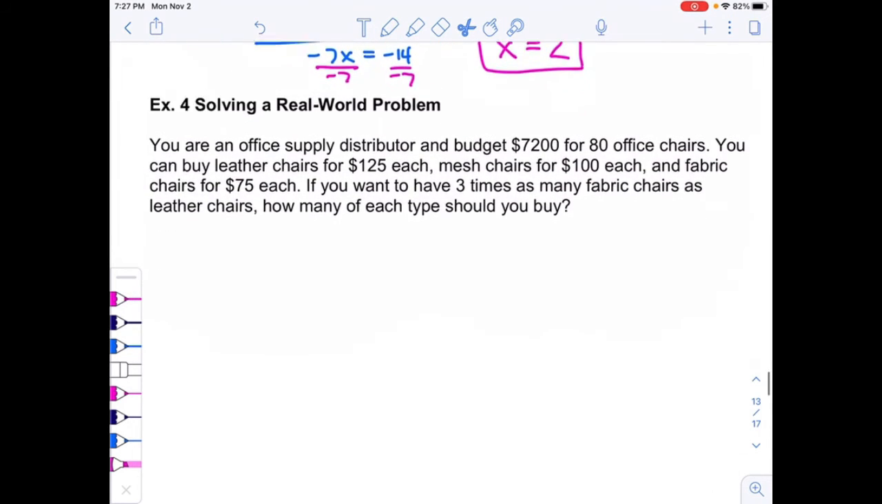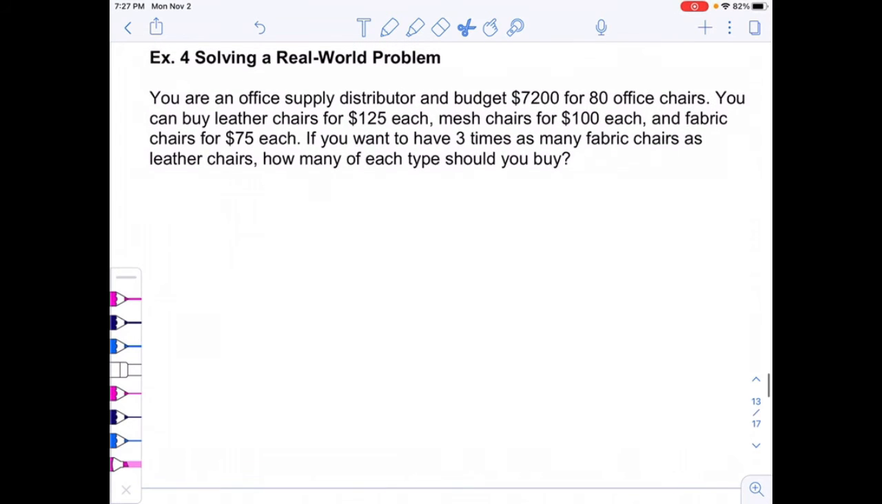All right, so example 4, solving a real-world problem. You are an office supply distributor and budget $7,200 for 80 office chairs. You can buy leather chairs for $125 each, mesh chairs for $100 each, and fabric chairs for $75 each. If you want to have 3 times as many fabric chairs as leather chairs, how many of each type should you buy?